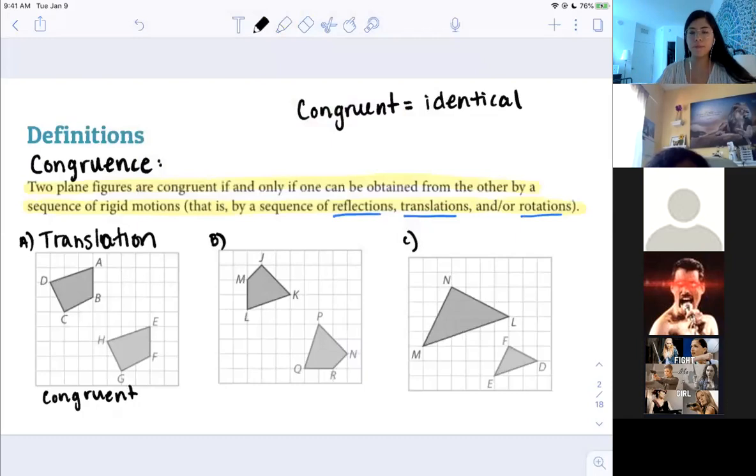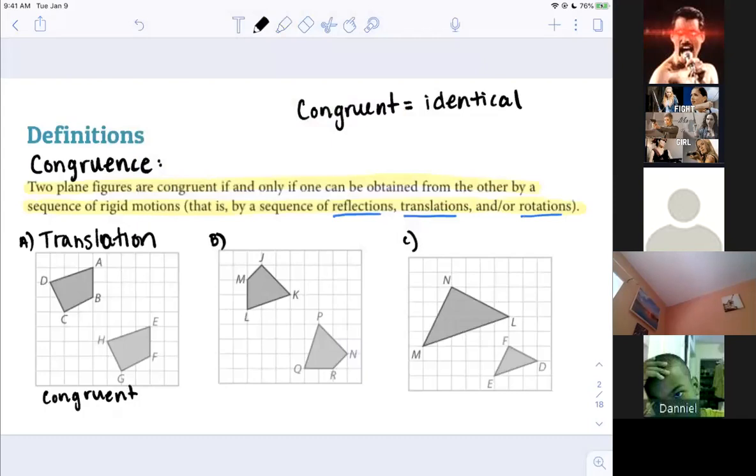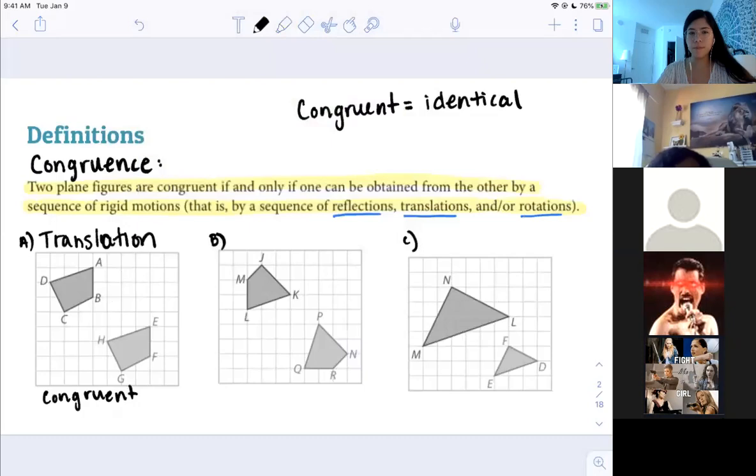Wait, so congruent means identical. Tyrone, you can go. I was going to ask if P, Q, R, and I don't know what order it goes in, if that is like the prime. So in this case, it's a little bit different because we're no longer going to do primes. We want to think about these as two separate figures. There's no image and pre-image. They're just two separate figures, and I want to know if they're congruent.